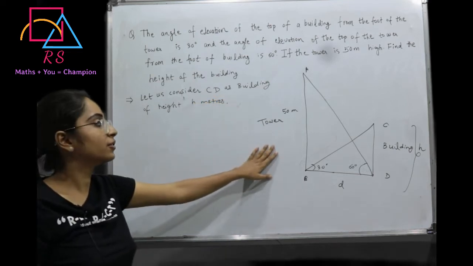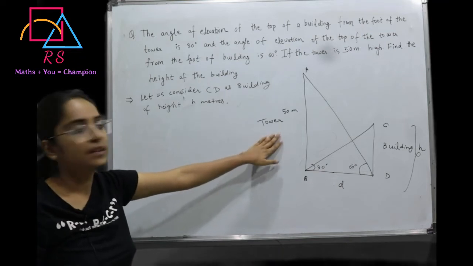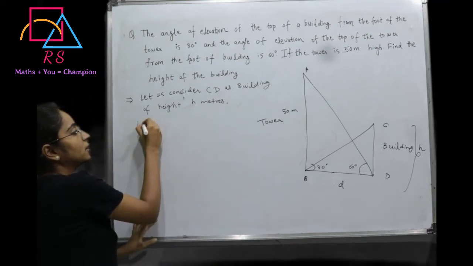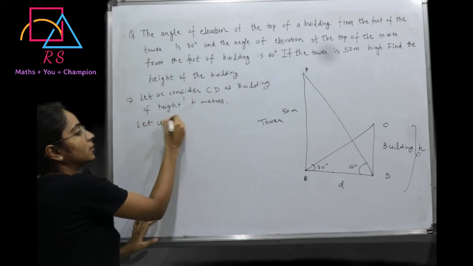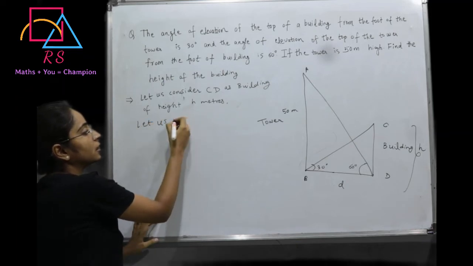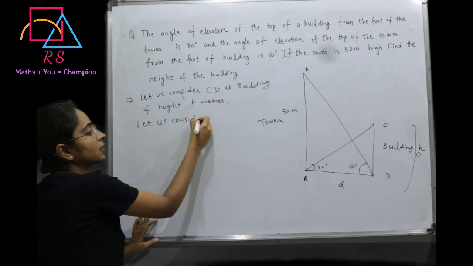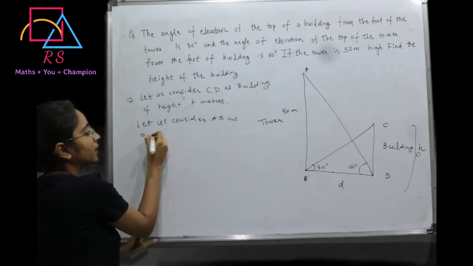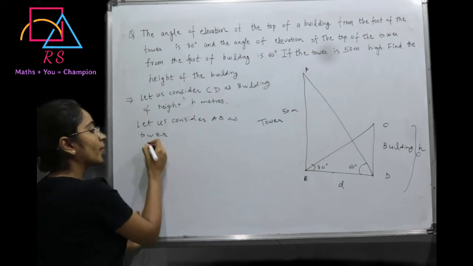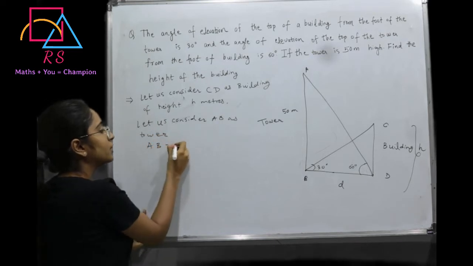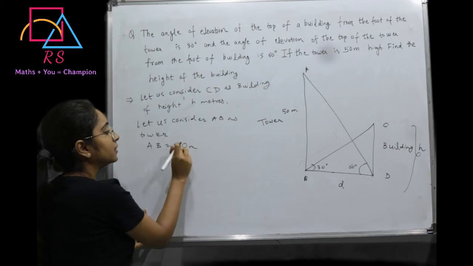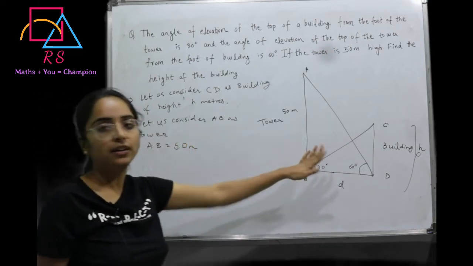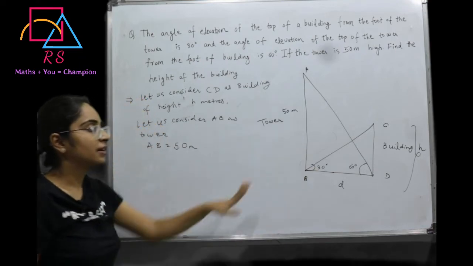And next we can assume the next given part. Let us consider AB as a tower whose length is also given to us. AB is equal to 50 meters. It's already given. And we need to find the height of the building, which is CD.